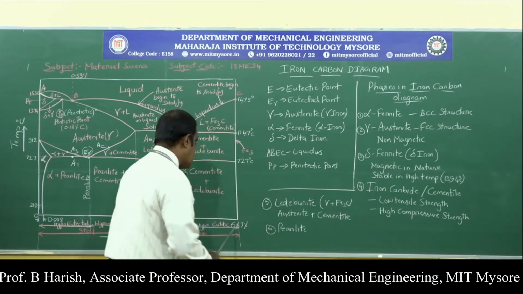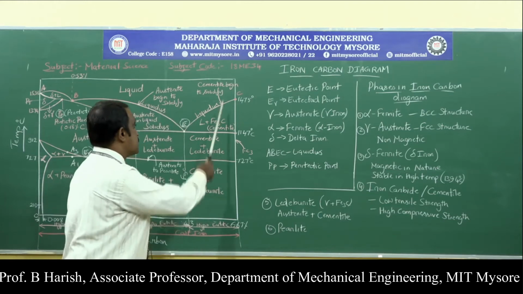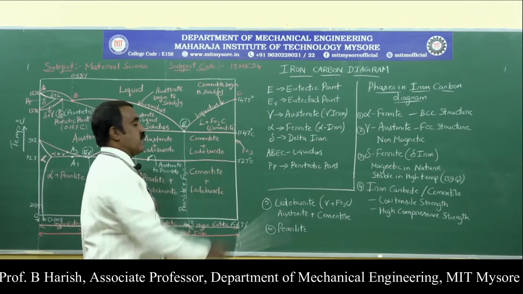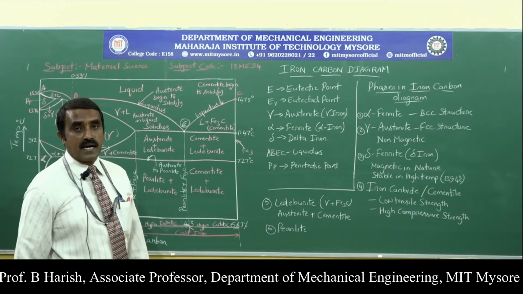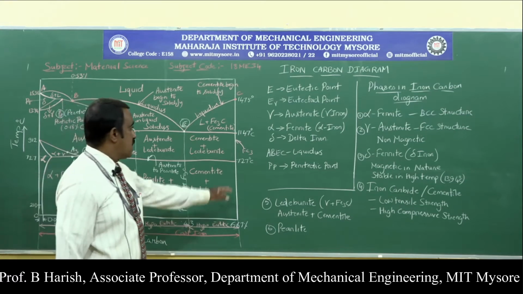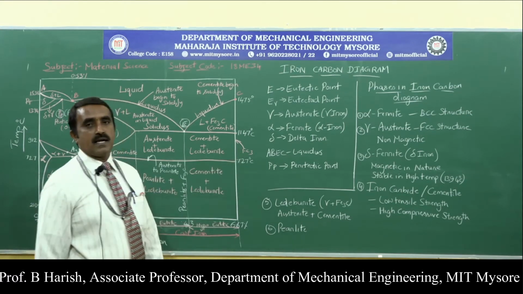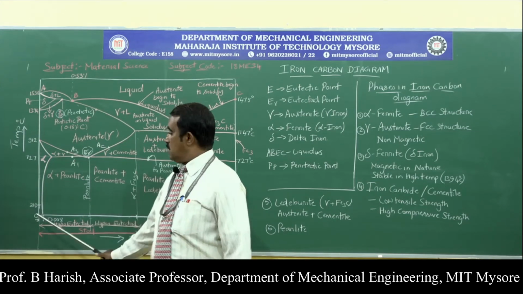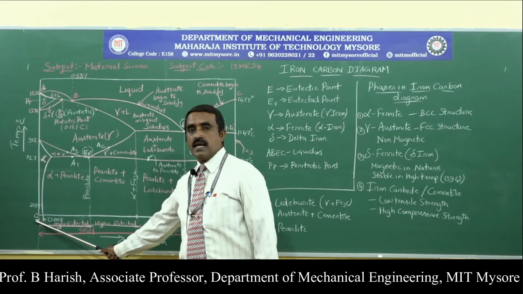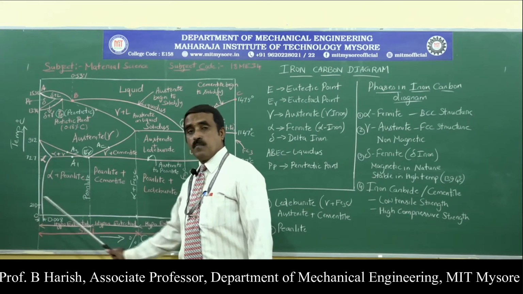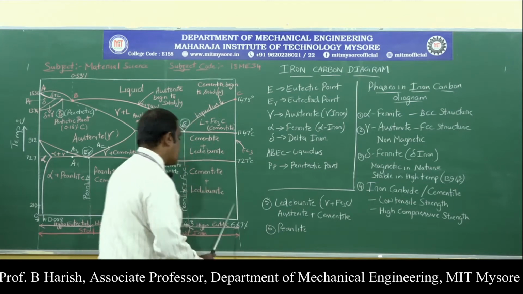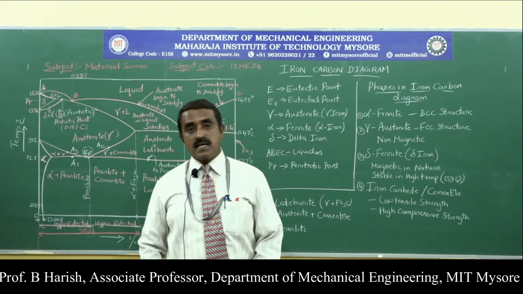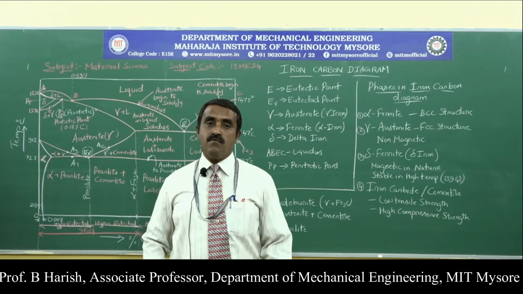Similarly, a maximum of 6.6% carbon content and a temperature of 1475 degrees centigrade is called cementite. It is represented as Fe3C, cementite. So this is the hardest type of iron. So this is the pure iron at 0 degrees centigrade and 0%. And the maximum 6.6% carbon content at 1475 is the cementite type of iron, the hardest type of iron.